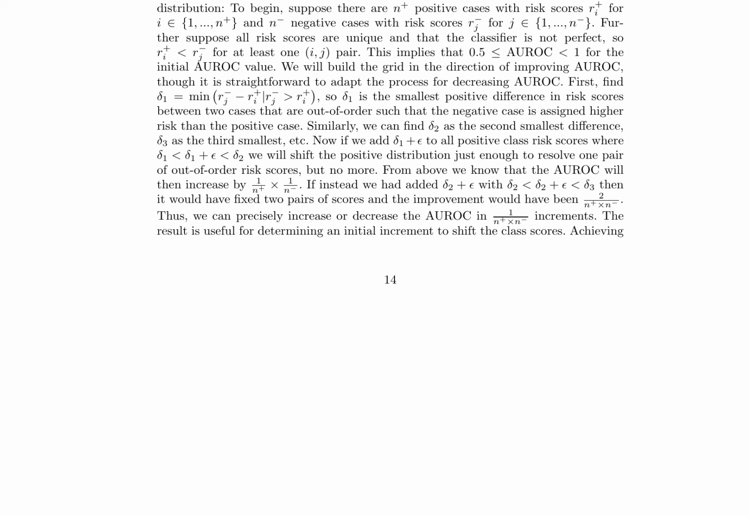By adding delta 1 plus epsilon to the positive class risk scores, where delta 1 is less than delta 1 plus epsilon, which is less than delta 2, the researchers can shift the positive distribution just enough to resolve one pair of out-of-order risk scores, resulting in an AUROC increase of 1/(n+ times n-). This process can be repeated to precisely increase or decrease the AUROC in increments of 1/(n+ times n-). This method is useful for determining an initial increment to shift the class scores and improve the AUROC.